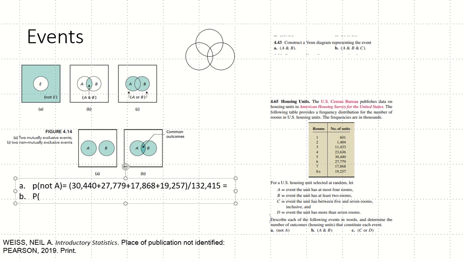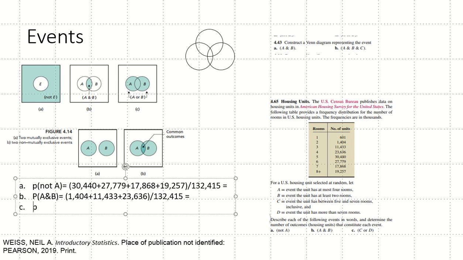So the probability that it is A and B will equal 144 plus 1133 plus 2366, divided by 132,415, which is the total number of units here. And that will give you a number between 0 and 1. That would be the probability of that.